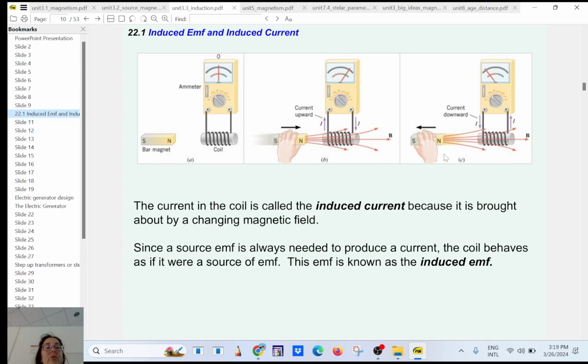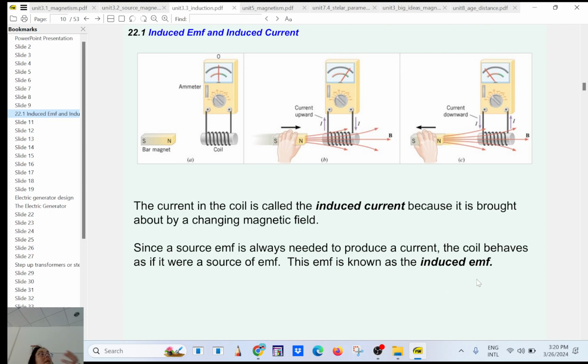So doing this experiment like the guy just did, he moves a magnet in and out. You're going to have a current flowing through the conductor. If a current flows, that means you have an EMF. That means you are inducing an electric field that is pulling on the charges, making them flow. So you're going to have an induced current and induced voltage.